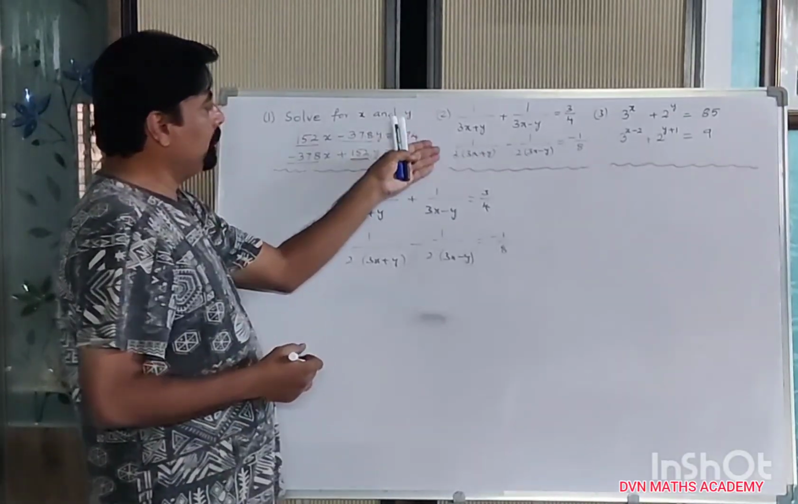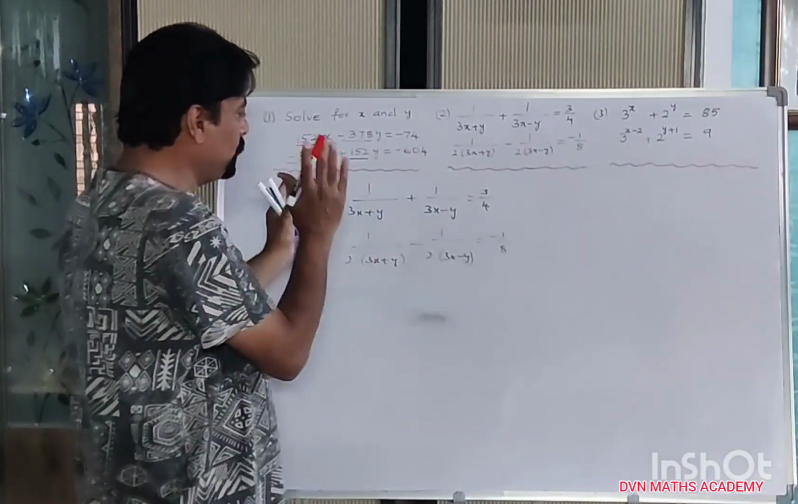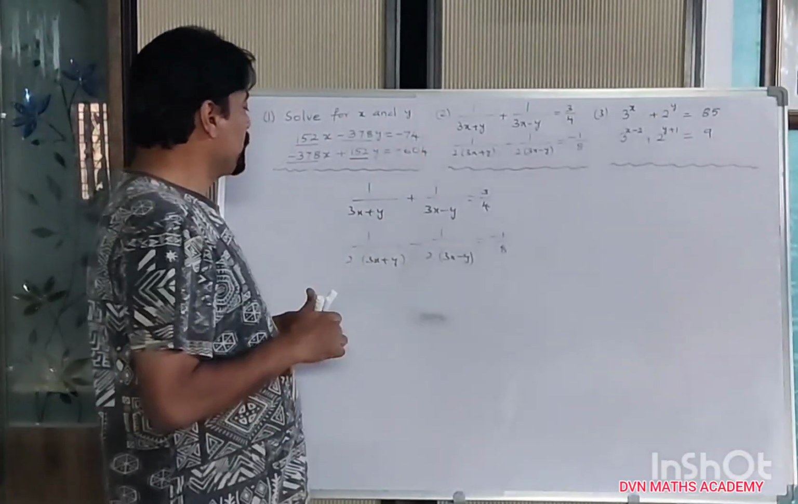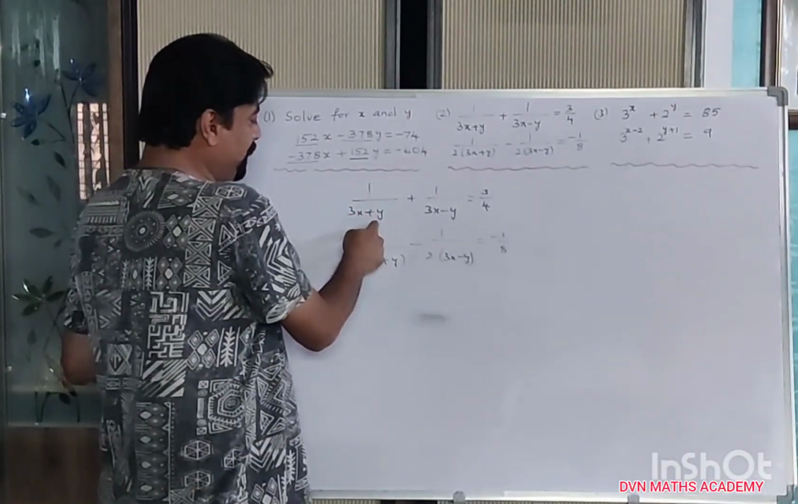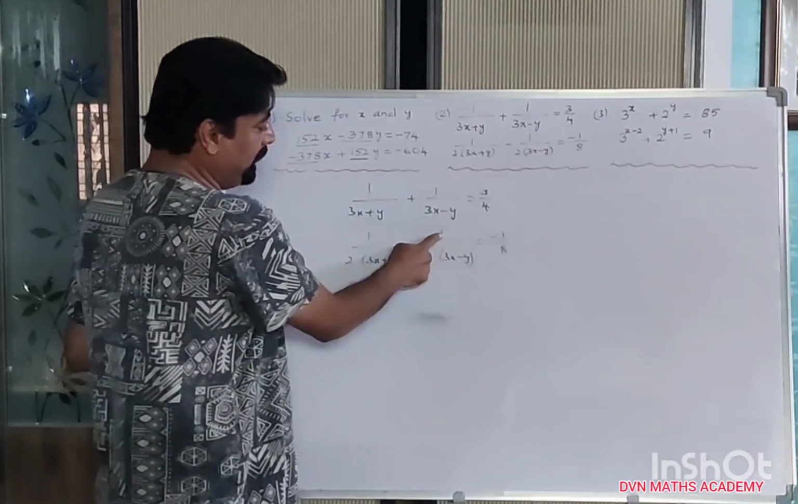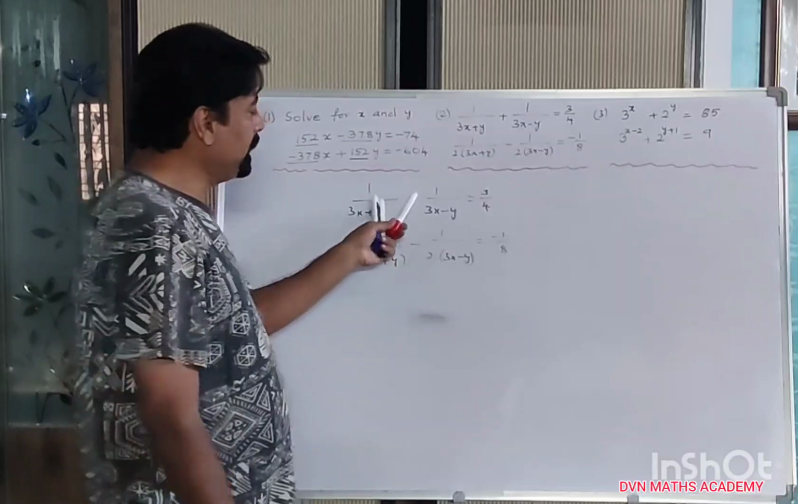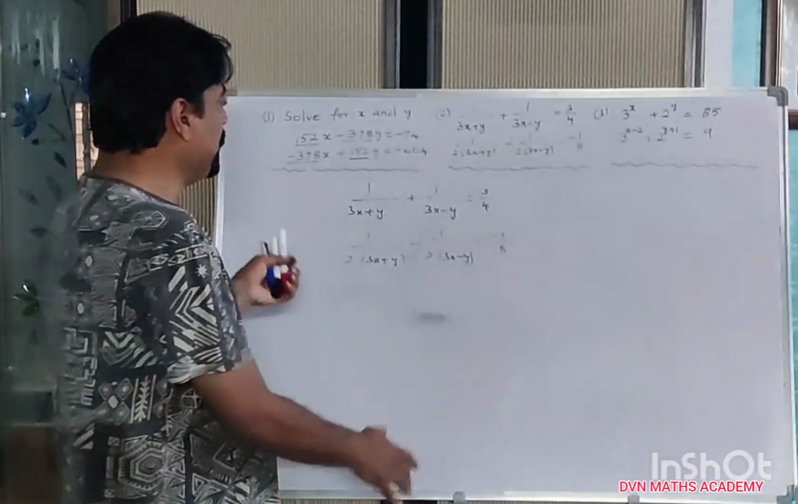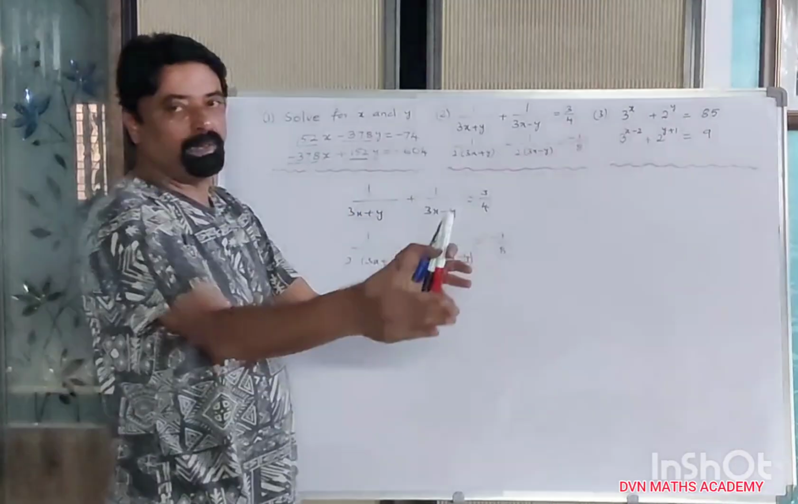If you see these two equations, they are very complicated. First you want to make them easy. Here 1 by (3x plus y) and 1 by (3x plus y), here 1 by (3x minus y) and 1 by (3x minus y). These types of equations we call reducible equations. So we need to reduce these equations into the simplest form.